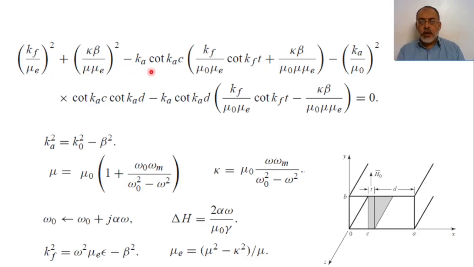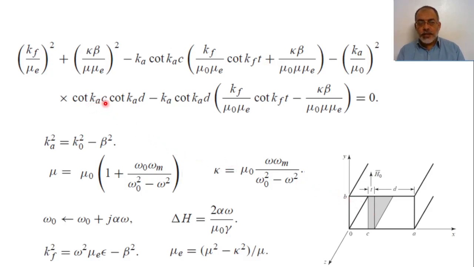Here we have the air-filled waveguide cutoff wave number, which is pi over A for the dominant mode. So Ka is the propagation constant in air. Ka squared equals K naught squared minus the longitudinal propagation constant along the waveguide. And here Kft, where T is the thickness of the slab.